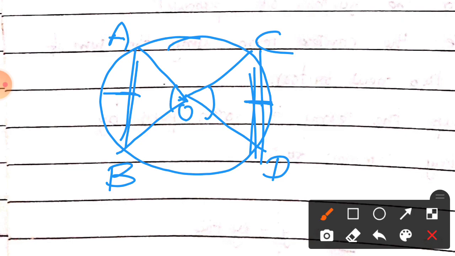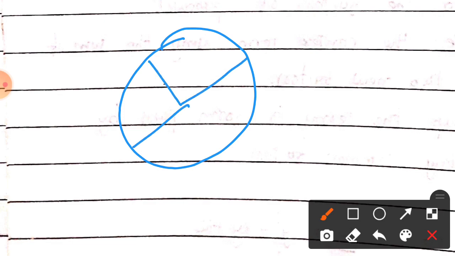But in theorem 10.2, the statement is reversed. If the angles are the same, these two angles are the same, then this chord and this chord are always equal. This is the statement of theorem number 10.2. Now move on to theorem number 10.3.